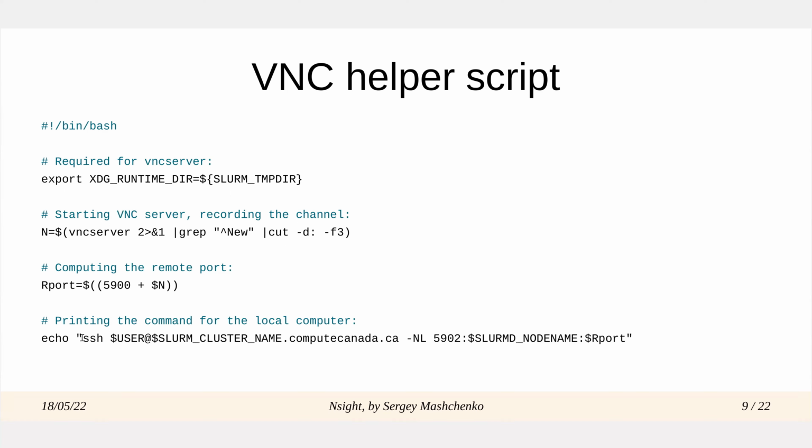And then it prints out the command for your local computer, for your second terminal. So it knows everything about your username, cluster name, and also the compute node you allocated, and also the remote port. All of this is presented in a simple line, which you just highlight, copy and paste into a second terminal, and voila. Then you can use TigerVNC viewer to establish the VNC connection. All this will be demonstrated in my live demo, so it should become even more clear.